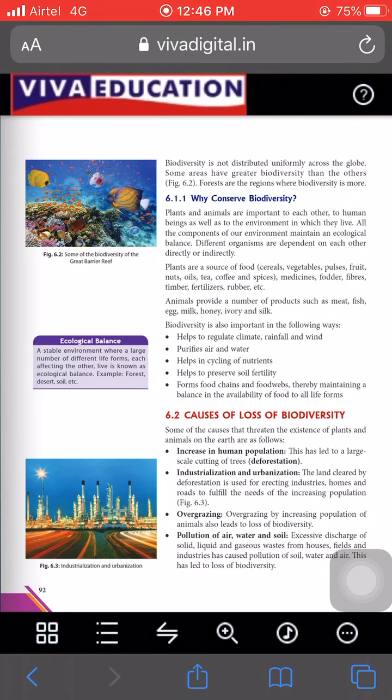To fulfill the demands of human beings, there is large scale cutting of trees, that is called by a new term, deforestation. Second, for building or establishing industry and urbanization, a large space is required. So to clear the land, we have to cut a large amount of trees to build up or establish industries, homes and roads to fulfill the needs of the increasing population.